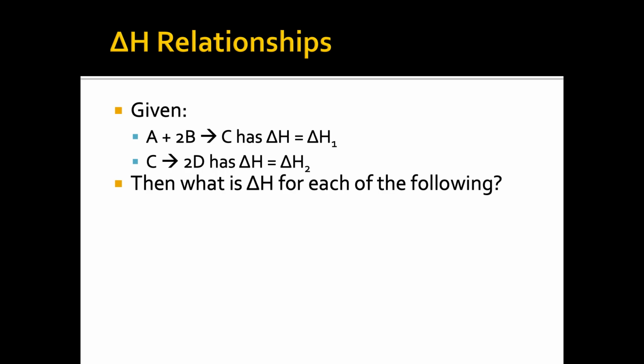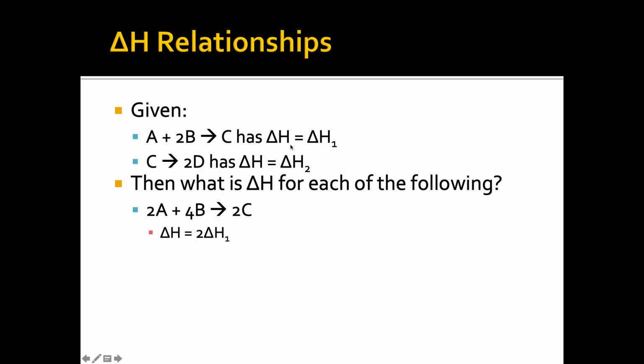So we're given these two reactions. This top reaction, A plus 2B going to C, has a delta H that we call delta H1. Then we also have a secondary reaction, C going to 2D, and we're going to call its delta H delta H2. If I want to know the delta H for the reaction of 2A plus 4B making 2C, which is really just this top reaction all multiplied by 2, the new delta H is just 2 times whatever that original delta H was, and that's it.